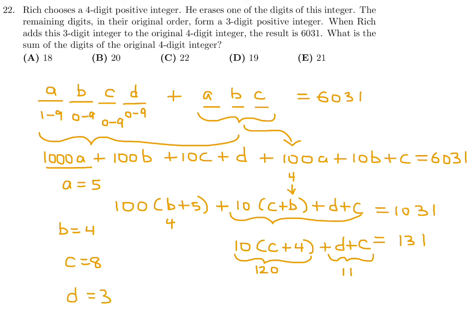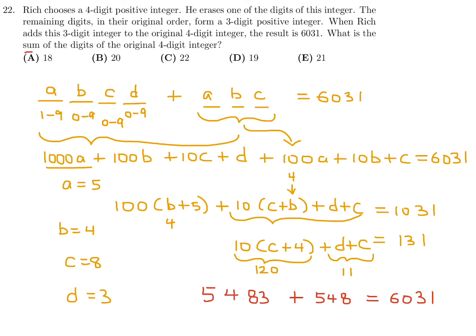So I hope you see how I did that. It all should work out, but let's just test it out. My ABCD is 5, 4, 8, and 3. And then my ABC, when I chopped off that D, was 5, 4, 8. And then let's see, when I add those two numbers, I get 6031. There you go. It works out.